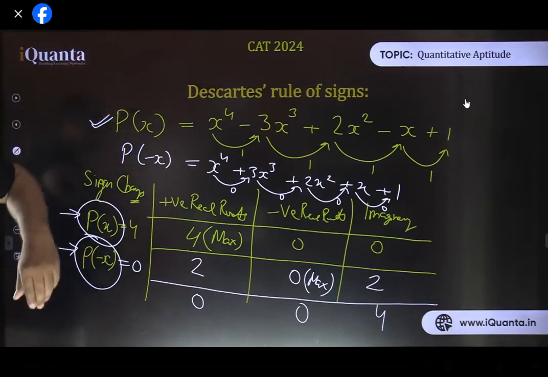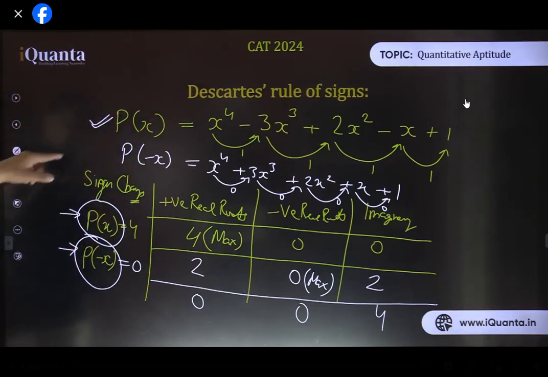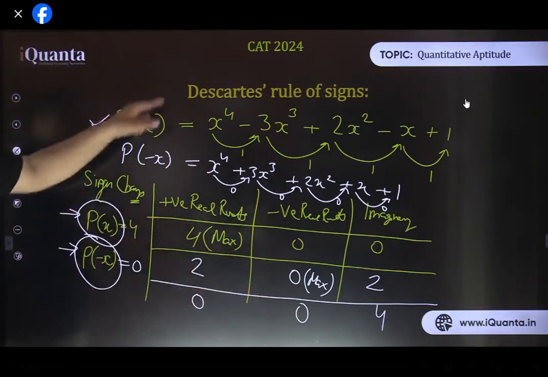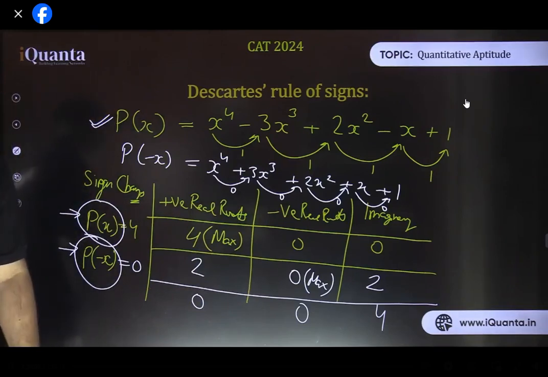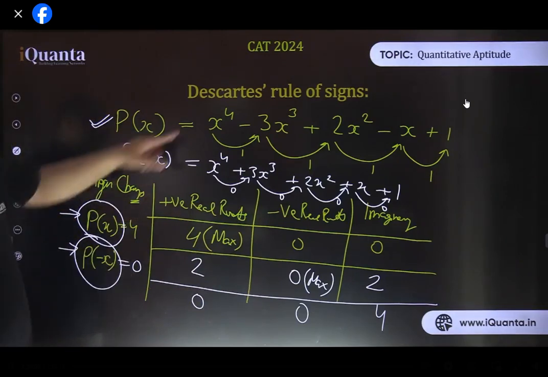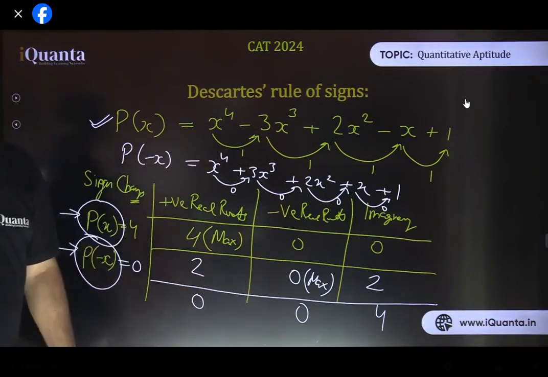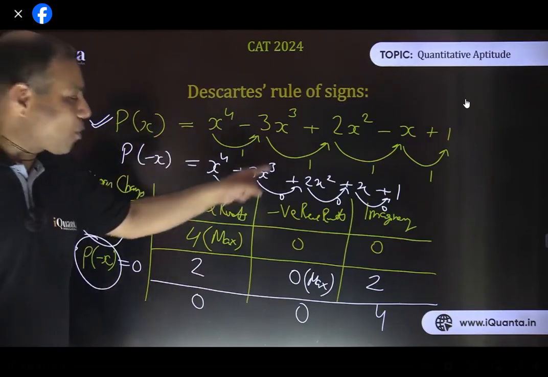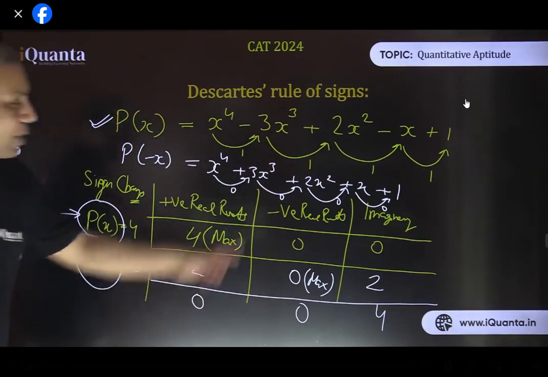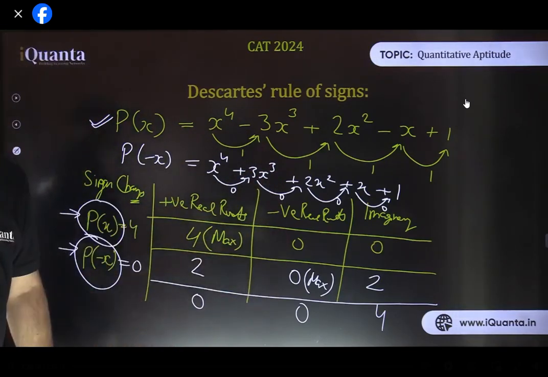Can it have negative real roots? Can it have positive real roots? That is what is estimated by Descartes, and this is the conclusion according to Descartes' rule of signs. So what can we conclude certainly about this polynomial using Descartes' rule of signs? That this polynomial cannot have a negative real root. It cannot have a negative real root for sure.